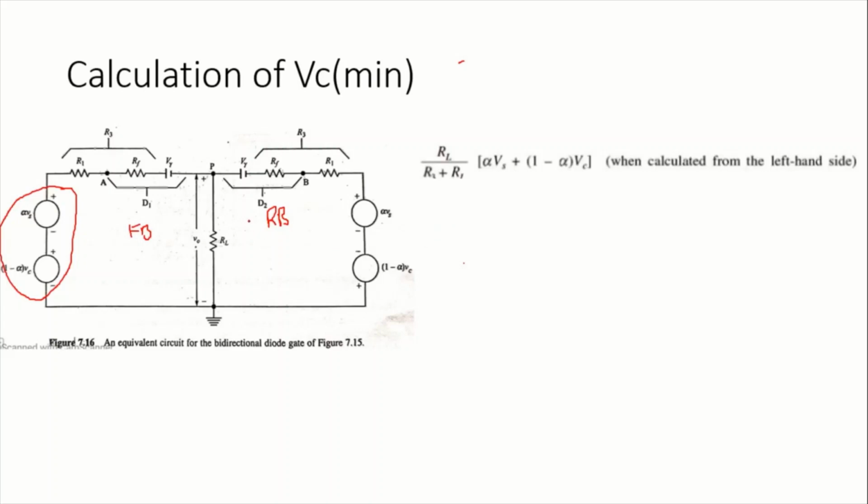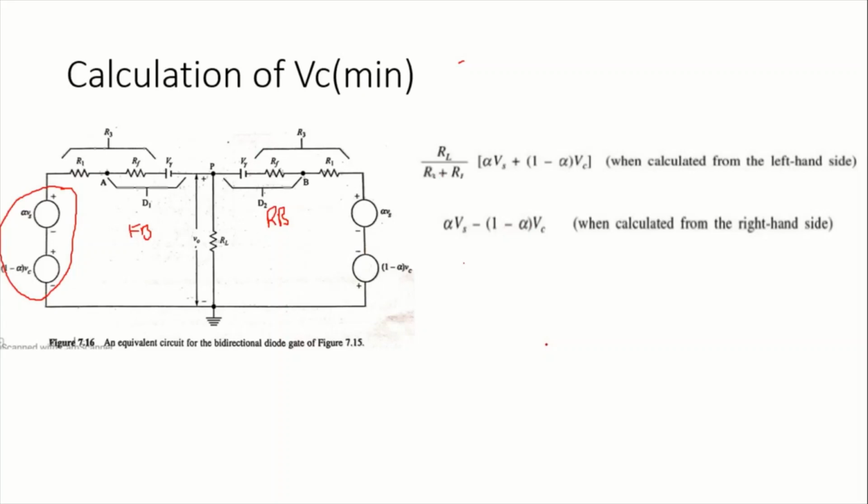Now coming to the right hand side, since this is an open circuit, just entered reverse bias, we don't find any current flowing through these resistances. The entire voltage available here will be obtained at the output terminal. V0 equals alpha Vs minus (1 minus alpha) into Vc.